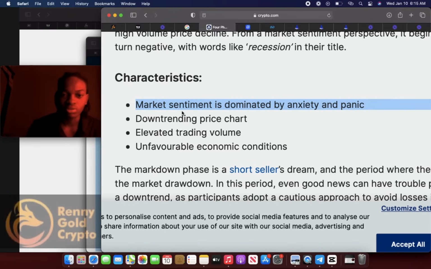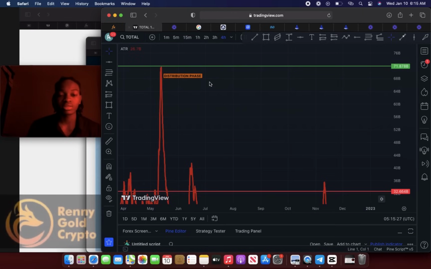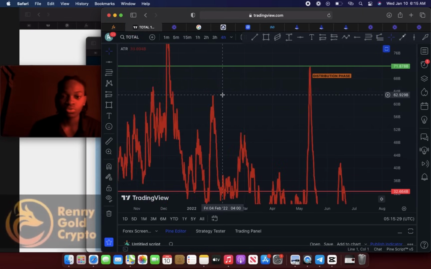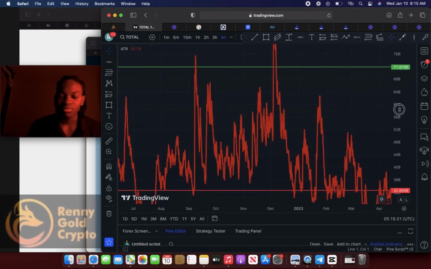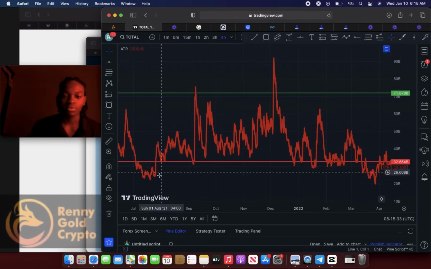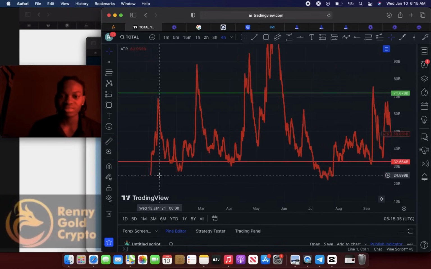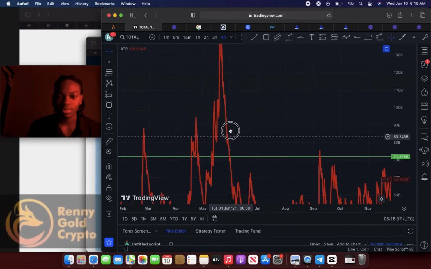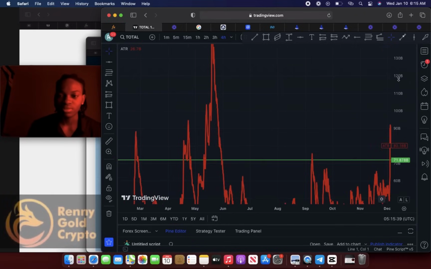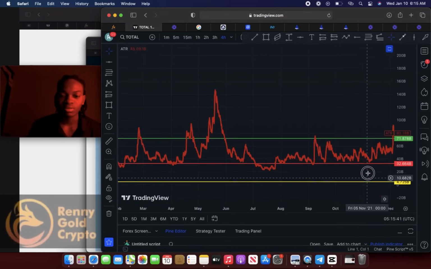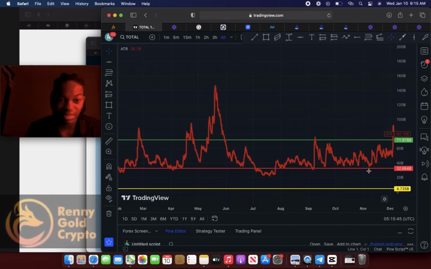During the markdown phase, we expect that people are going to be scared. There's going to be a downtrending price chart, elevated trading volume, and unfavorable economic conditions. So in this case, what are we going to do? We are going to go back and look for the distribution phase, which can still work the same. The markdown phase can just be like that distribution phase.